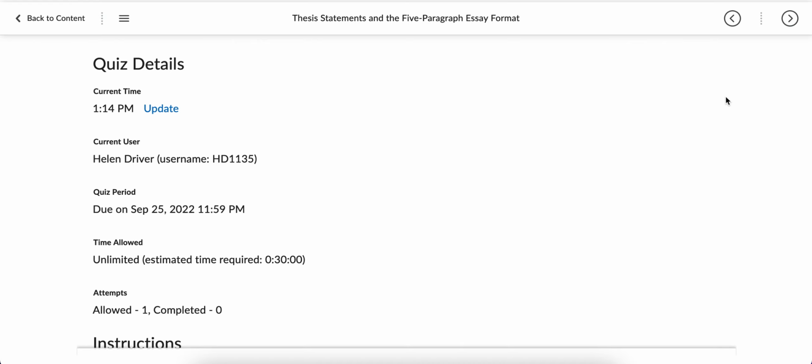Then you're going to explain the 5 components of an essay. And I'm giving you the answer right now, okay? Introduction, 3 body paragraphs, and then your conclusion.